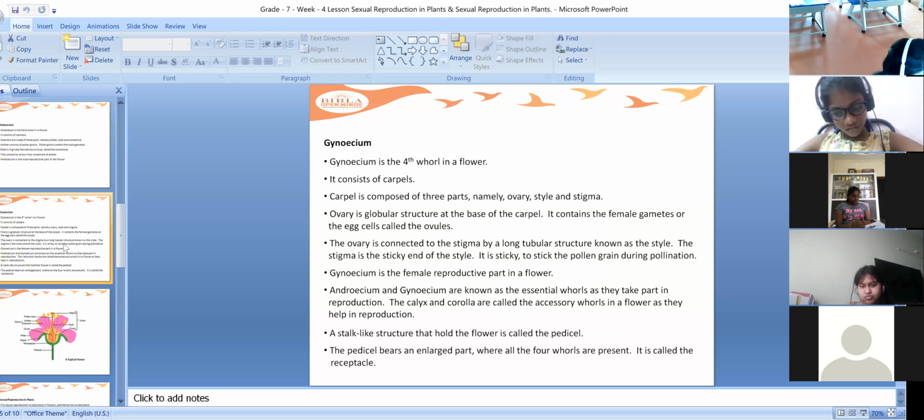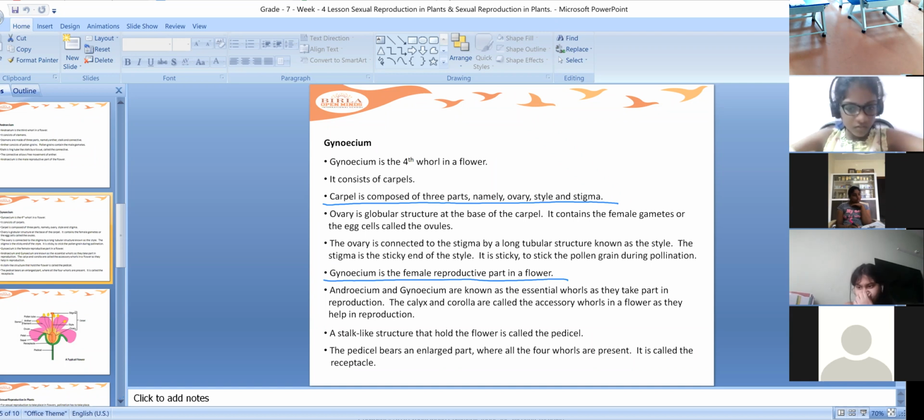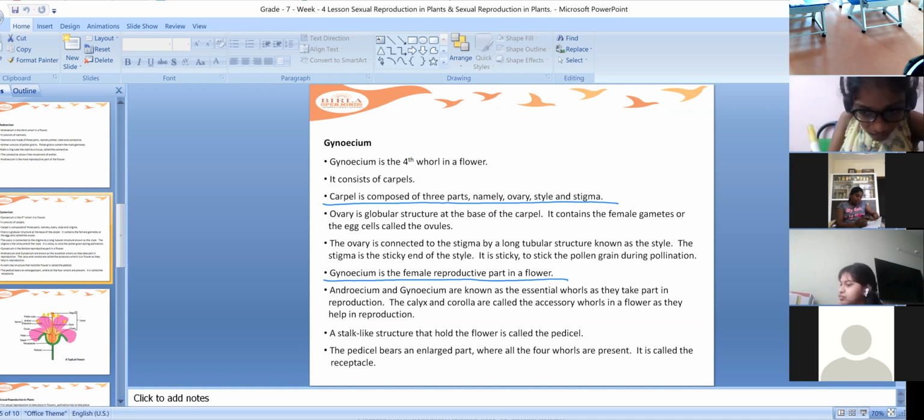Gynoecium is the female reproductive part. This is the point to remember. Gynoecium is the female reproductive part in a flower. Okay, underline this also. Carpel is composed of three parts, namely ovary, style, and stigma. So androecium is the male reproductive part in a flower, and gynoecium is the female reproductive part in a flower.